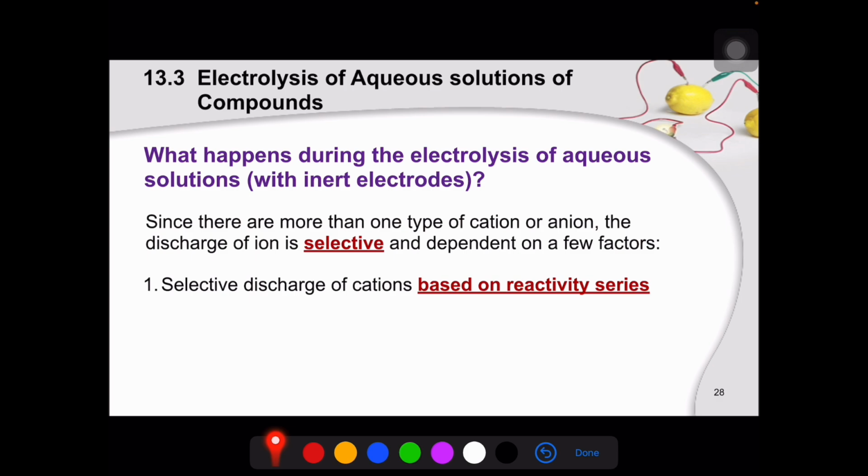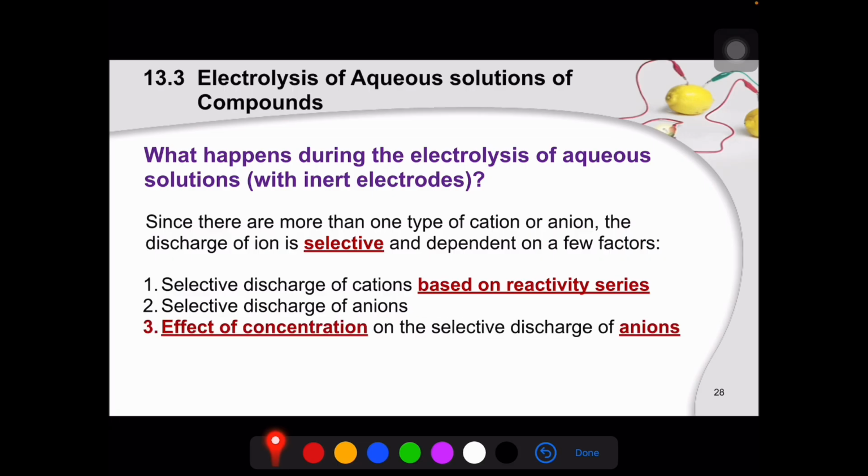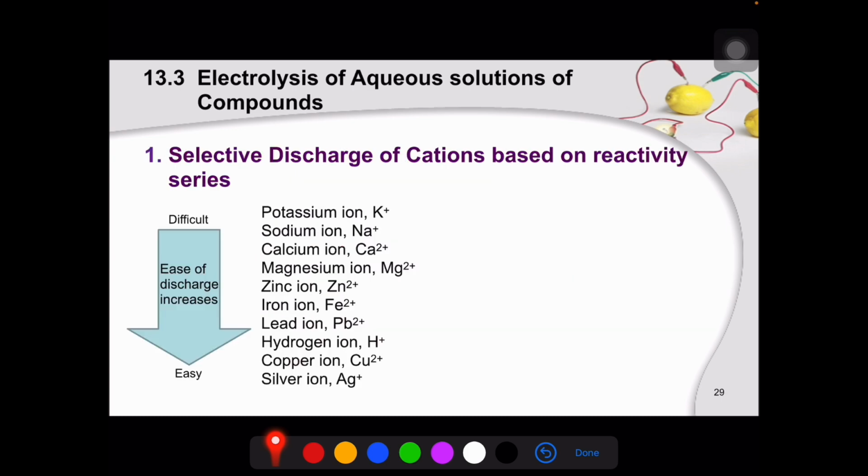This depends on a few factors. Number one, if you are looking at cations, the cations which are at the cathode, the selective discharge is actually dependent on the reactivity series. This is what you learn in the metal reactivity series chapter. If you are looking at the anions, which happen to be at the anode, this selective discharge of anions also depends on certain factors, which we'll take a look at over the next few slides. Last, based on anions, there is also a need to consider the effect of concentration on the selective discharge of anions. Let's take a look at each of these factors and see how they affect the selective discharge of ions.